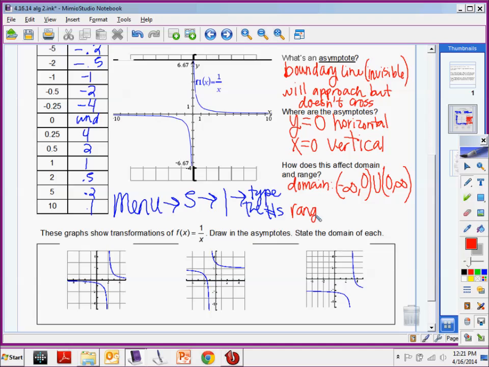Okay, and then the range is the same. The range is the same because I'm going from bottom to top and I'm still hitting that 0, right? So it should be negative infinity to 0. I'm going from bottom to top. What's down here? Negative infinity. Oh, it's supposed to be negative infinity, but I didn't even leave enough room for my negative.